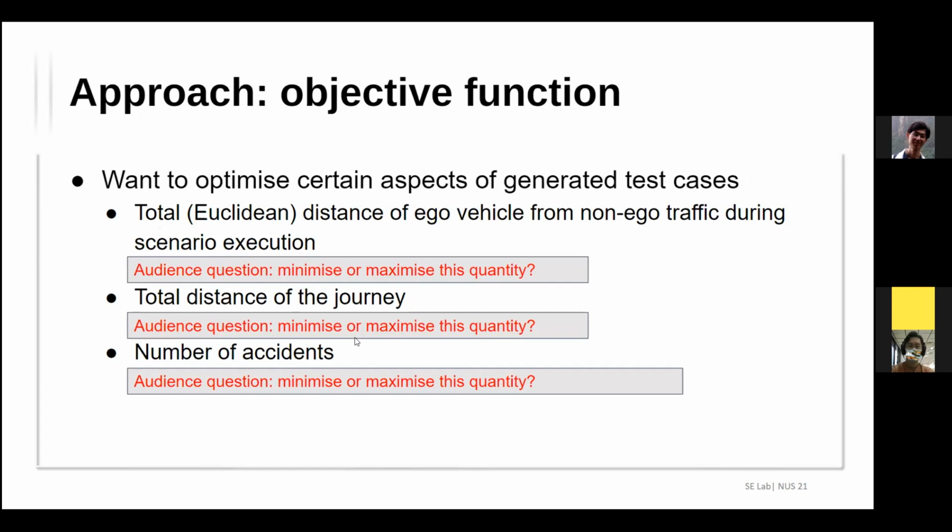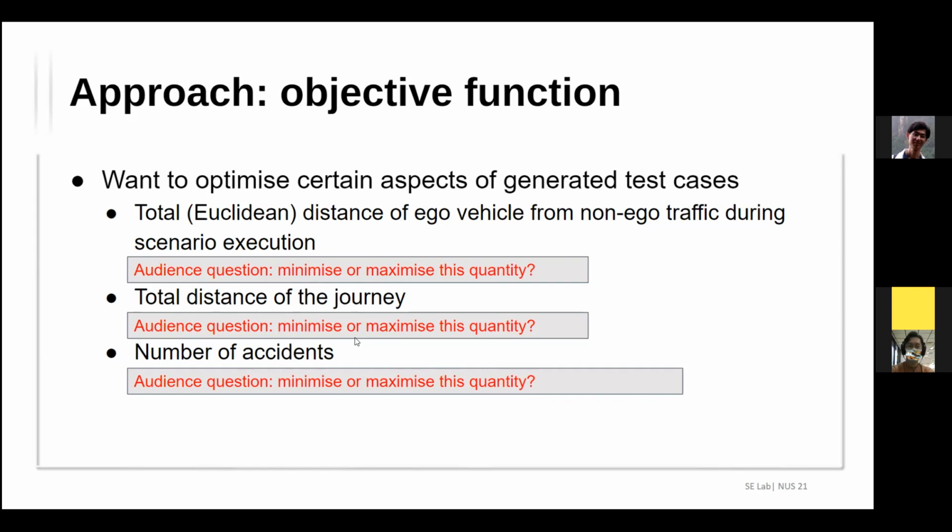The next will be the total distance of the journey. The authors don't give a justification for this, but they say they want test cases to have a longer total distance in general. I suppose it's to make it a more robust test case, because then you don't have cases where degenerate behavior occurs because of a short journey distance.